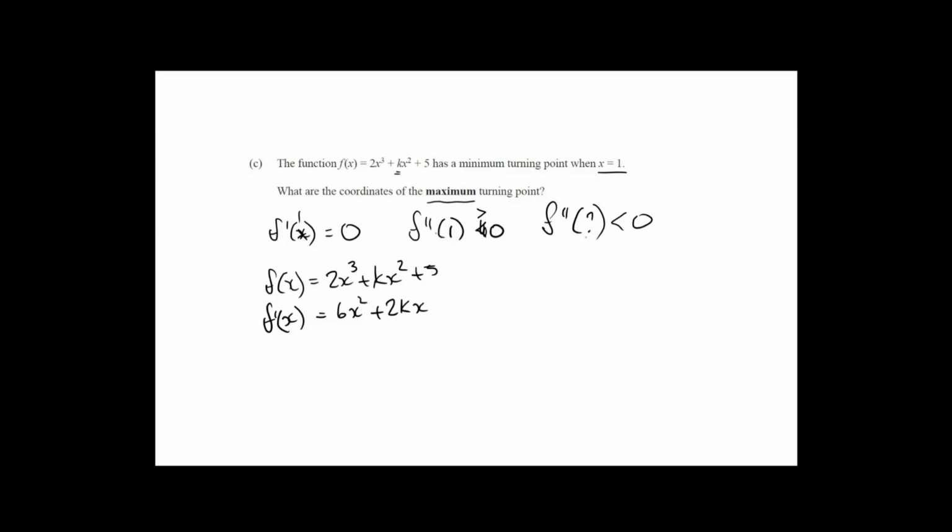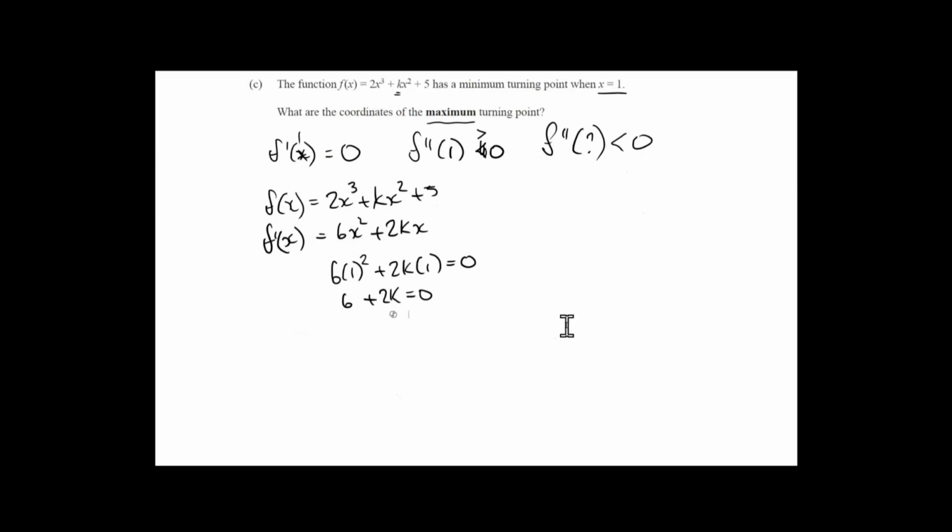But we know that when we put in 1 in here, we're going to have that equal to 0. So therefore 6 times 1 squared plus 2k times 1 equals 0. So 6 times 1 squared is 6, plus 2k equals 0. And now we can solve this for k, can't we? So I'm going to take 6 away from both sides. So 2k is going to be equal to negative 6. Therefore, k must be equal to negative 6 divided by 2, which is negative 3.